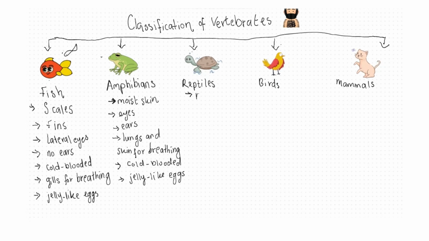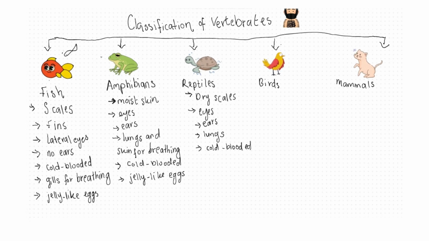Okay, let's move on to reptiles. Reptiles, they have dry skin. Okay, it's not really skin, it's scales. They have dry scales, so you can imagine turtle or snake when you imagine reptiles. They have eyes, they have ears, they have lungs for breathing. And they are also, like fish and amphibian, cold-blooded, meaning that they cannot really maintain their internal body temperature if there are changes in external temperature.